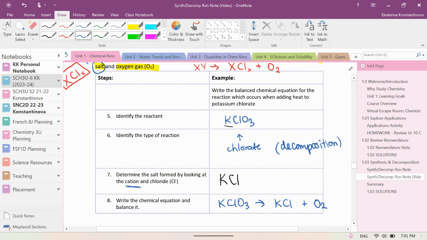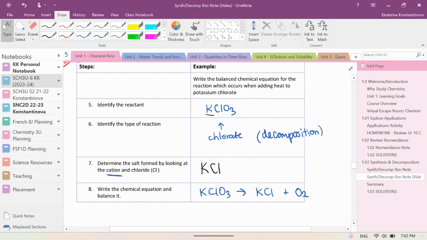I want you now to pause this video and really look at the reactant side and the product side. Where did these atoms rearrange to? Now before we finish, let's make sure it's balanced. We have 1 potassium, we're good, 1 chlorine, and we have 3 oxygens here and 2 here. So we have to do something about that. We have to balance it. So I'm going to put a 3/2 to balance it with a fraction.